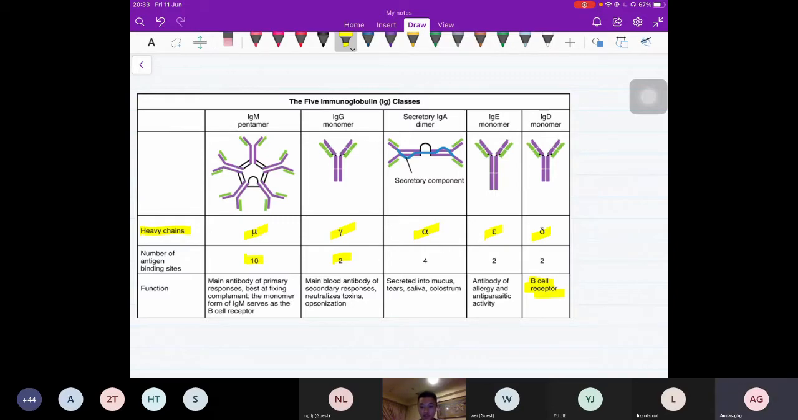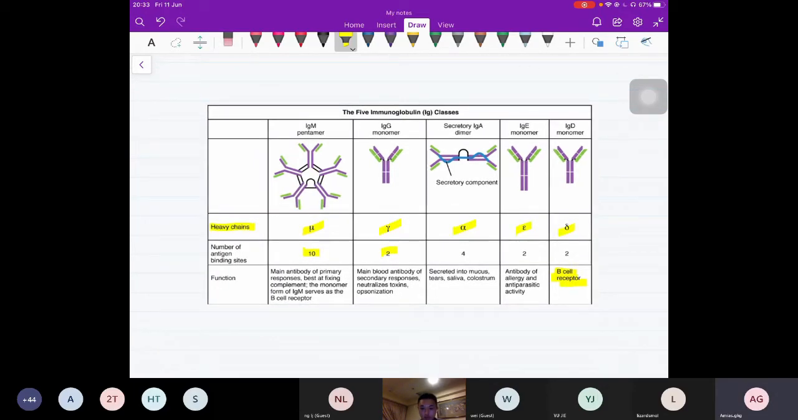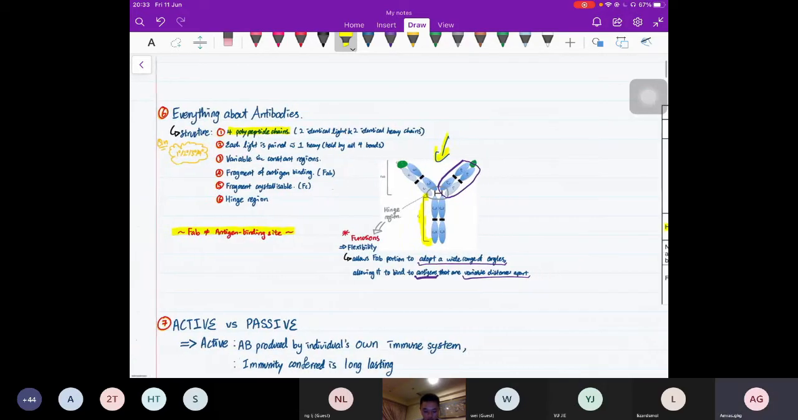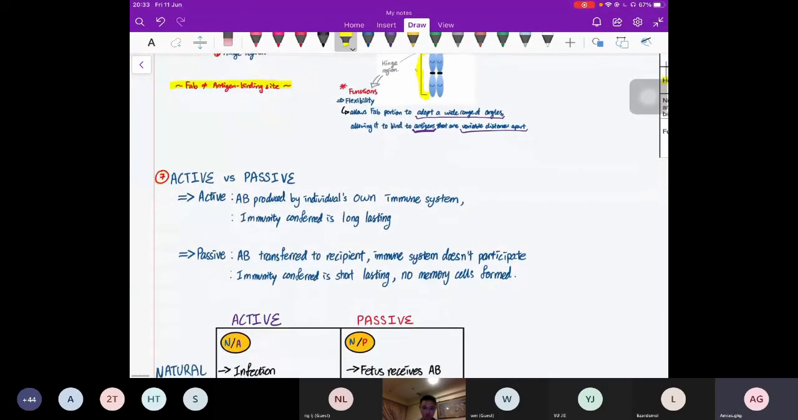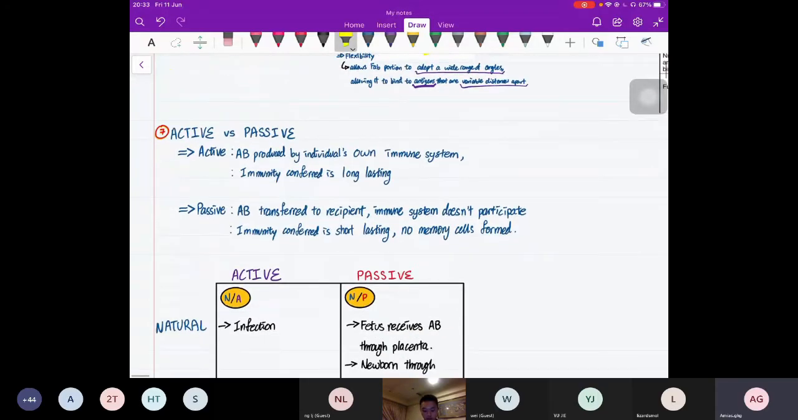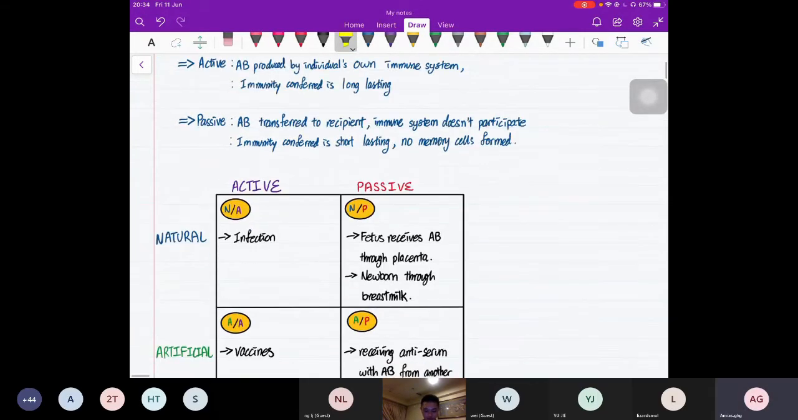the generation of diversity of antibodies. This will come in handy later. And just look at how IgG looks, and look at how IgD looks. We can see that it's very, very similar. But of course, the difference is in its heavy chain. One has the gamma chain and one has the delta chain. And it serves as the B cell receptor, your IgD.